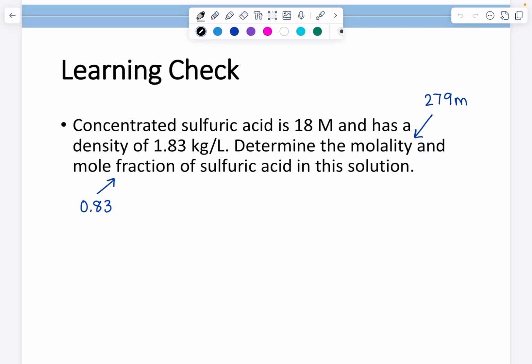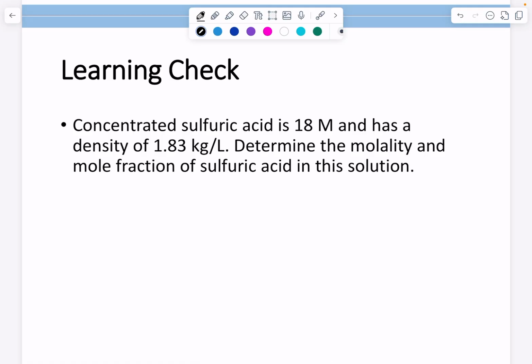Okay, we're going to go through this learning check from the end of section 13.3 about concentration units. In class, I gave you the answers, so I'm going to go ahead and erase these, and we'll do molality first and then mole fraction.